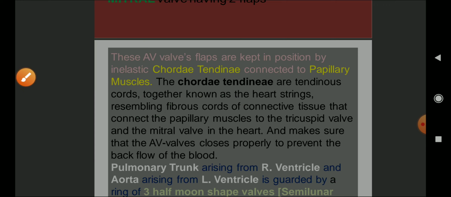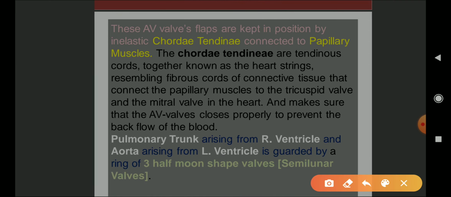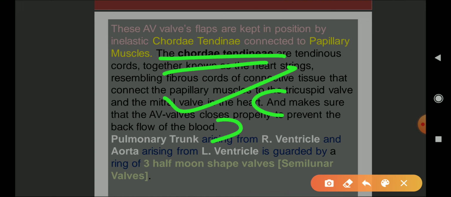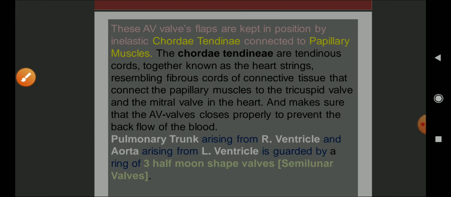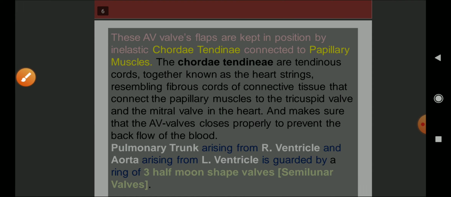Papillary muscles. The chordae tendineae are tendinous cords, also called heartstrings, resembling fibrous cords of connective tissue that connect the papillary muscles to the tricuspid valve and the mitral valve, that is bicuspid valve, in the heart, and make sure that the AV valve closes properly to prevent the backflow of the blood. So this is another function of chordae tendineae, to make sure the AV valves close properly and prevent the backflow of the blood. So this is a 1 mark question. It is important from the examination point of view.